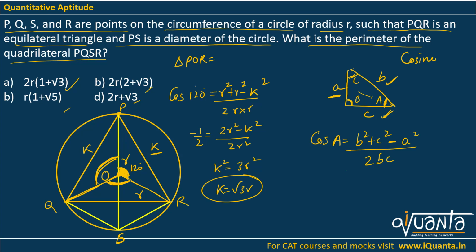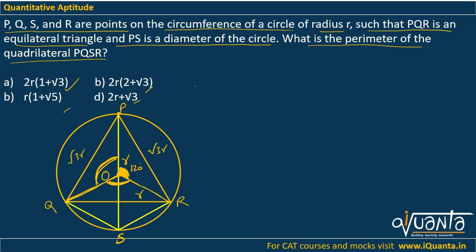So now I have the value of K. I'll write down root 3 R over here. So we'll have root 3 R, okay. So I know two sides of this quadrilateral. I need to focus upon QS and SR. QS and SR will be equal to each other. Why? Because this is a symmetrical figure. The left half of the quadrilateral will be equal to the right half of the quadrilateral. So SR will be equal to SQ.